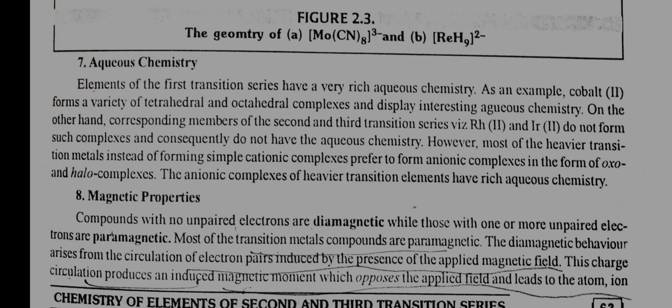However, most of the heavier transition metals, instead of forming simple cationic complexes, prefer to form anionic complexes in the form of oxo and halo complexes.